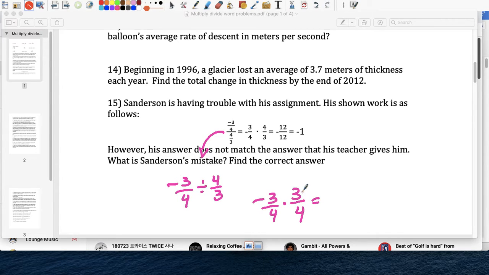Can we simplify anything? No, we can't. Negative times a positive is a negative. 3 times 3 is 9, and 4 times 4 is 16. Final answer, negative 9/16. So that's the correct answer. And you can say that he did not use the reciprocal of 4/3. He should have used 3/4. Okay, and that's that. Very simple. Don't forget your big ideas.